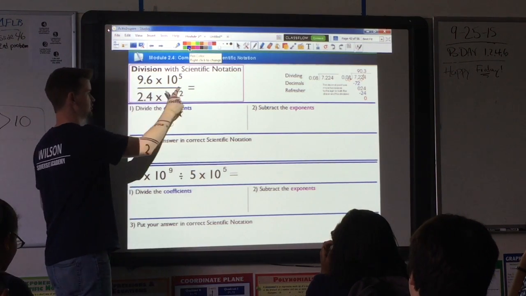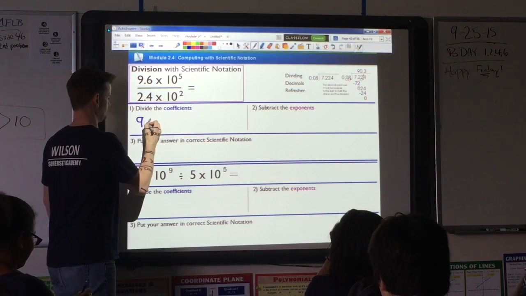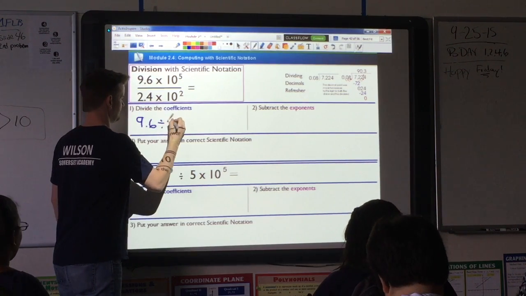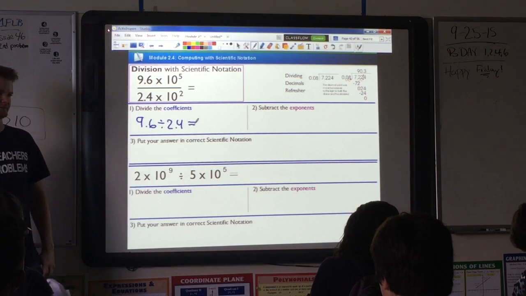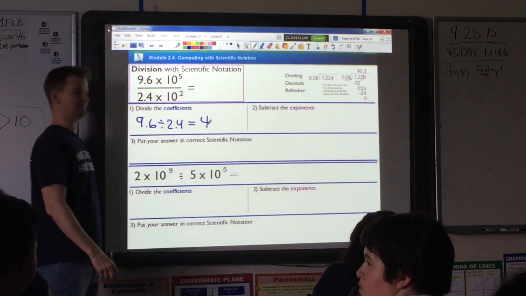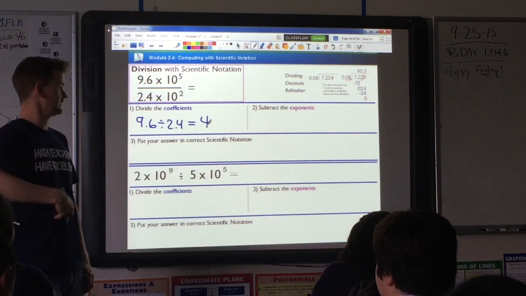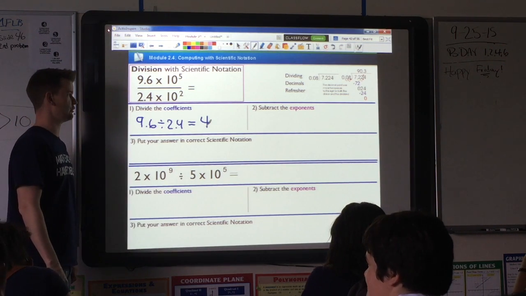Now, obviously, this is division, so it's pretty straightforward. You're going to divide your coefficients. You're going to do 9.6 divided by 2.4. Anybody know what that is off the top of their head? It's a whole number. Yeah, you're right. It's 4. 9.6 divided by 2.4 is 4. So we divide our coefficients. Once we divide our coefficients, then we look.